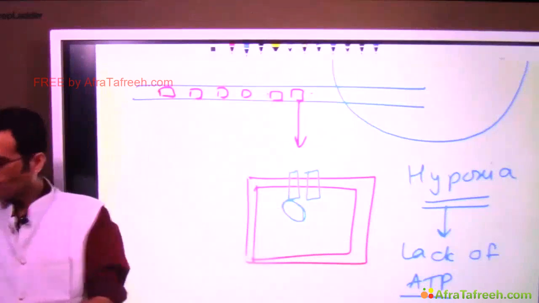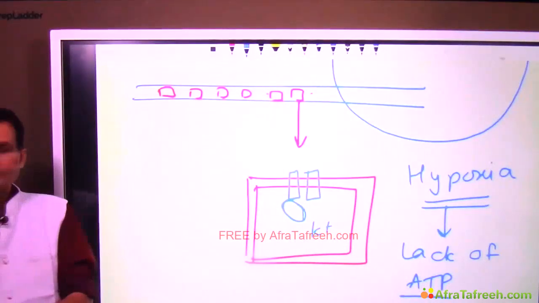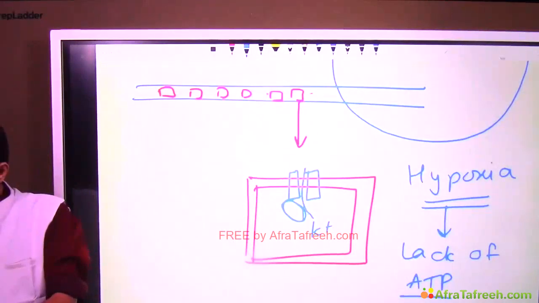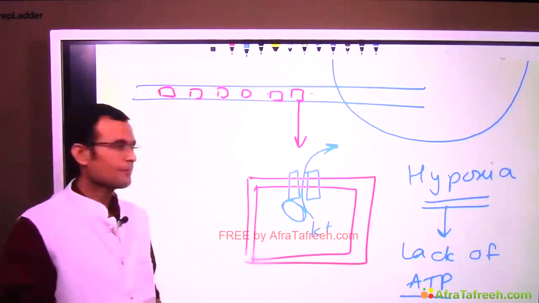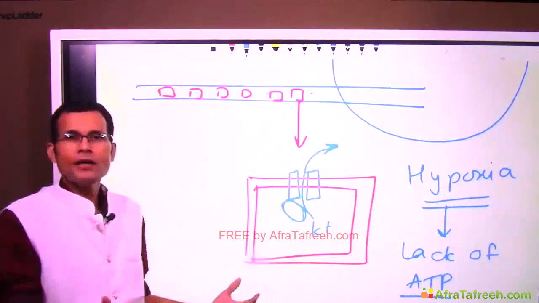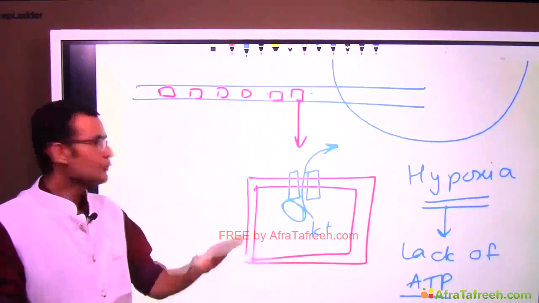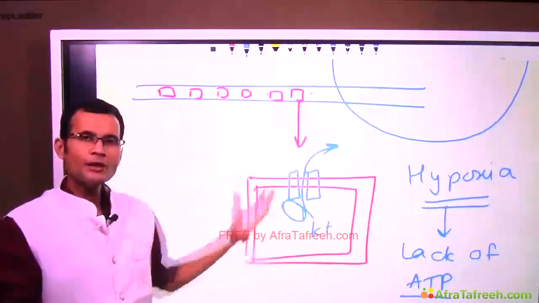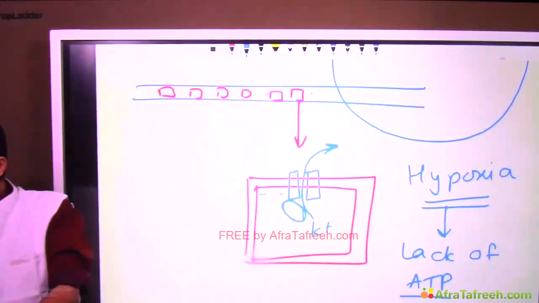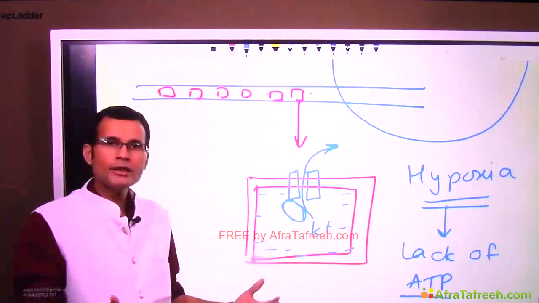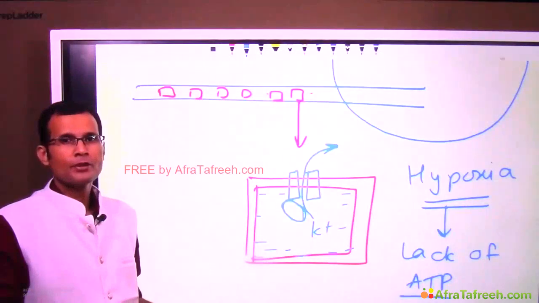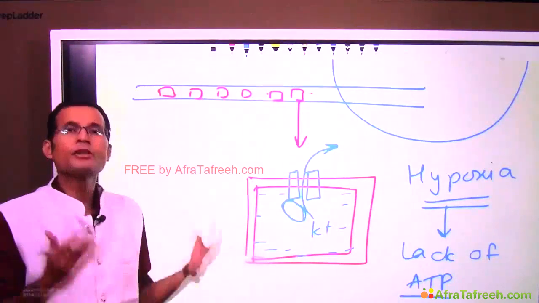If the channel remains open, remember, it's a potassium channel. So intracellular potassium now leaks out. If the potassium leaks out, means what? Positive charges are leaking out of the cell. Positive charges leaking out means what? Inside becomes excessively negative. Inside of the membrane becomes excessively negative. The cell is hyperpolarized and therefore it cannot contract, it will relax.